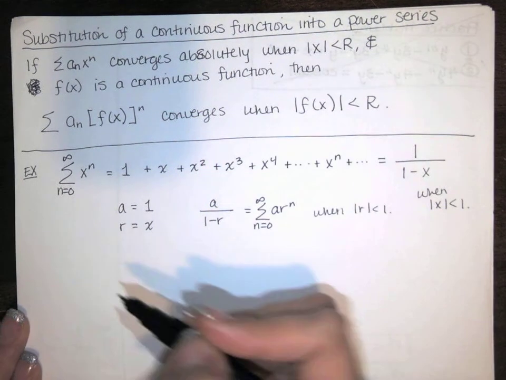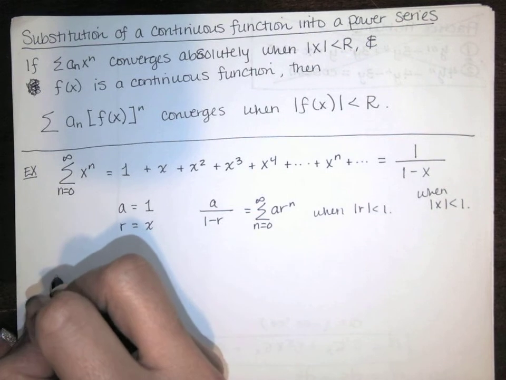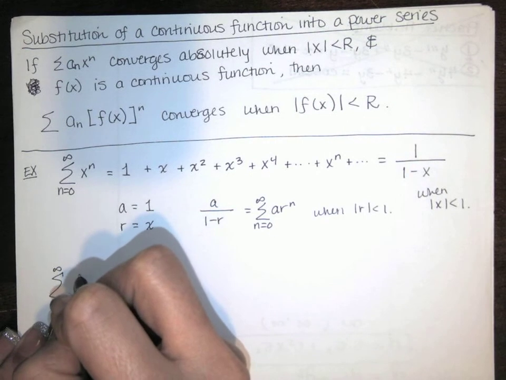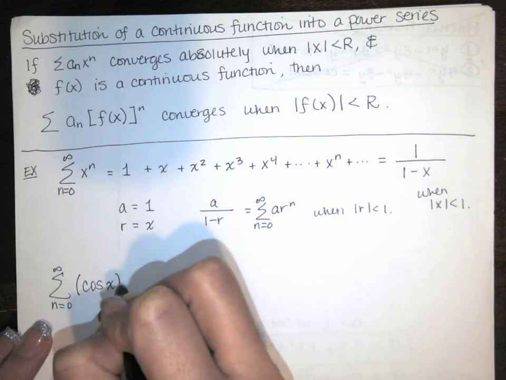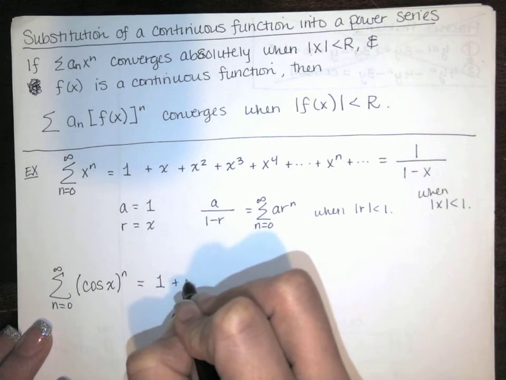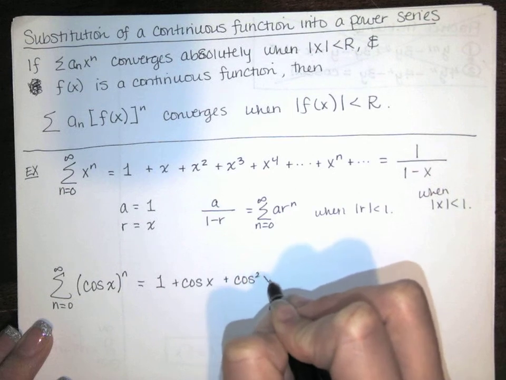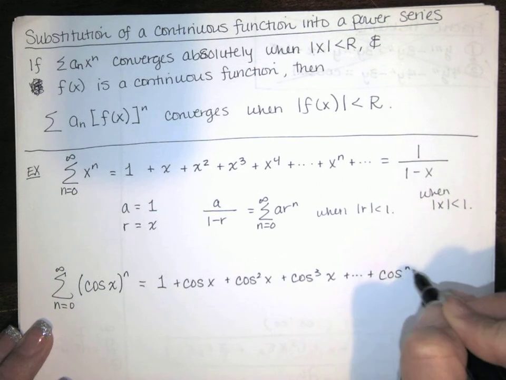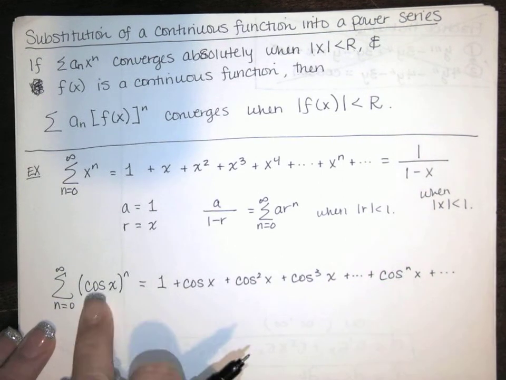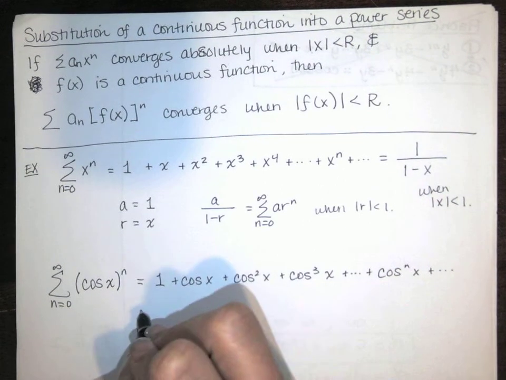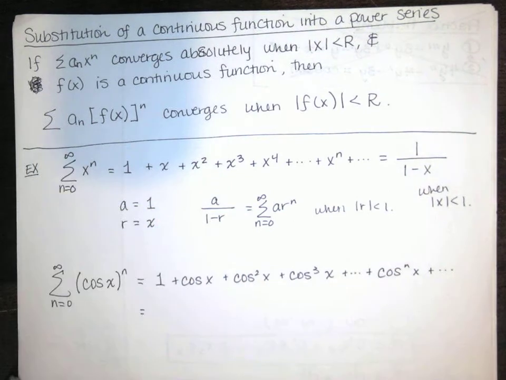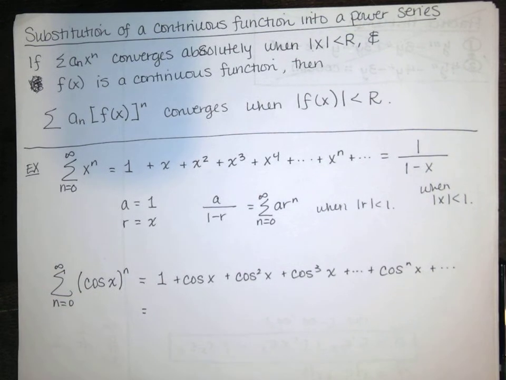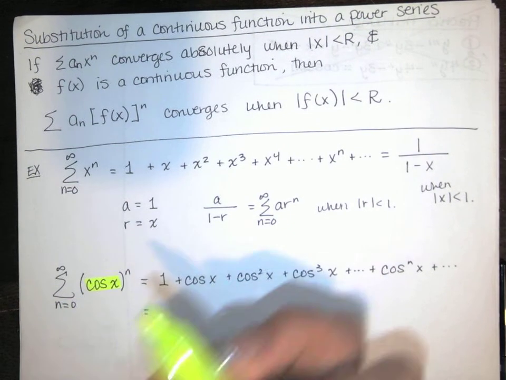Now, an example of this comes from taking that x and replacing it with a continuous function. I want to replace it with cosine of x. So I've got cosine of x raised to the n. So that's 1 plus cosine of x plus cosine squared x plus cosine cubed x, and so on. And the nth term is cosine to the n of x, or cosine of x raised to the n. That means the same thing. And according to this, this series will also converge whenever the absolute value of f of x is less than r. In our case, f of x is cosine of x, because I just replaced my x with cosine of x. That's f.